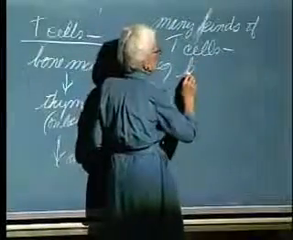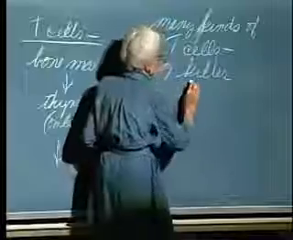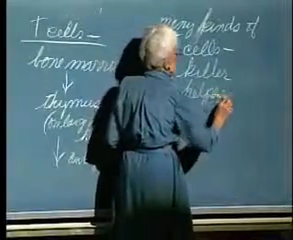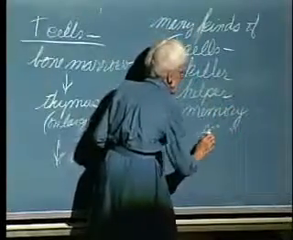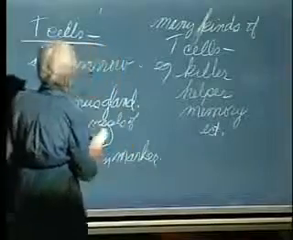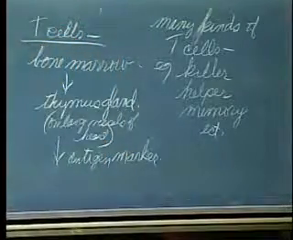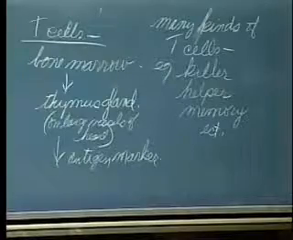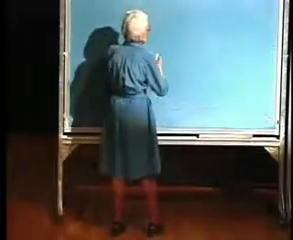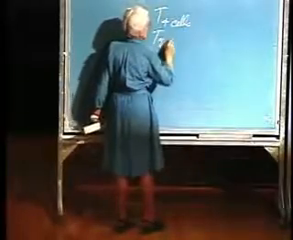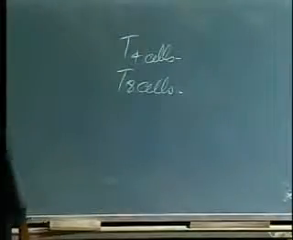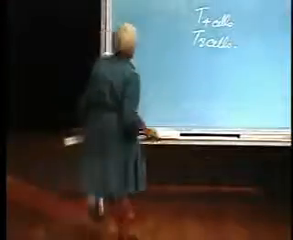Examples: killer T cells, helper T cells, memory T cells, and so forth. And some of these will have numerical markers, so we can have T4 cells, T8 cells, as examples. And the 4 and 8 refer to receptors.